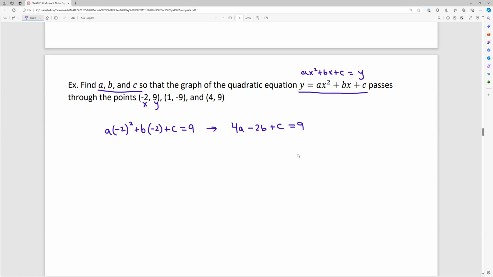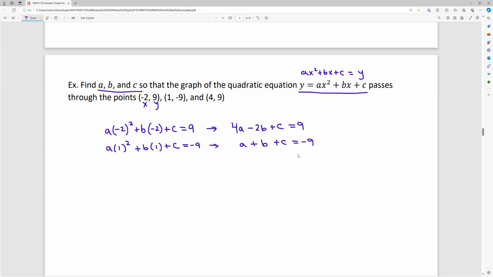This time we're plugging in 1 for x and -9 for y. So a times 1 squared plus b times 1 plus c, because remember a, b, and c are functioning as what we don't know, and that's going to equal -9. Working this out a little more, 1 squared is just 1. So this is going to be a plus b plus c equals -9. So there's my second equation for my system.